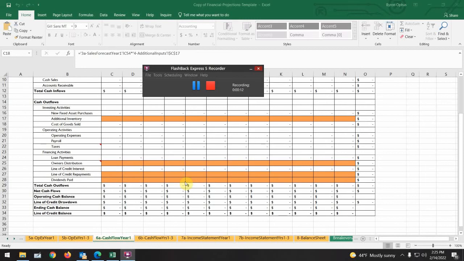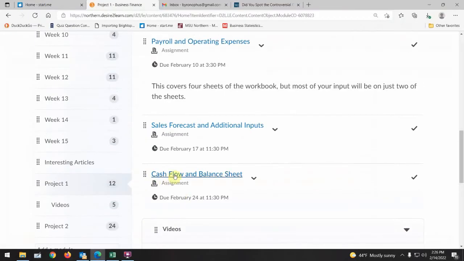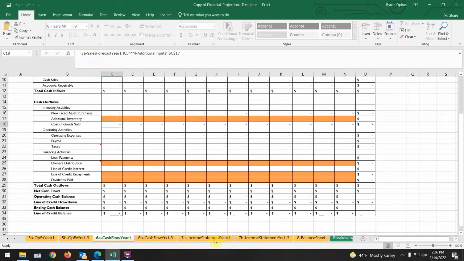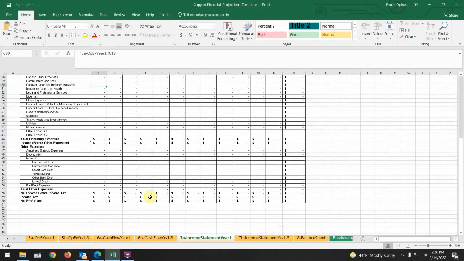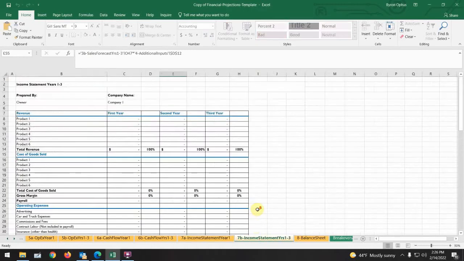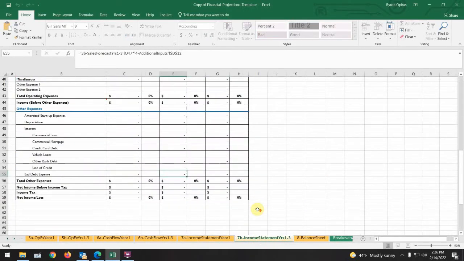So if you note on Brightspace, what shows as the last assignment here is cash flow and balance sheet. I don't even put income statement on there because if you look at the income statement, it's just all white cells, both the first year and the second and third year. That's not to say you shouldn't look at those and make sure that they make sense, but there's nothing that you'll need to input on those.